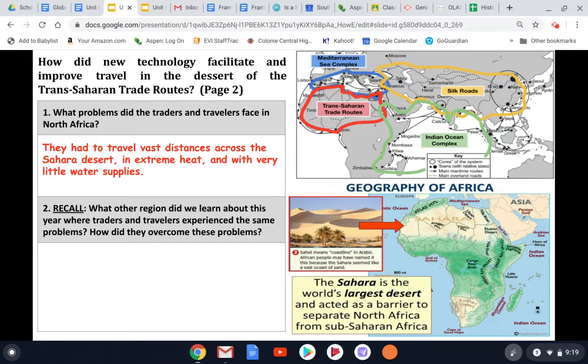Well, it's a desert and it's the largest one in the world. So our response should be something like, they would have to travel vast distances across the Sahara Desert, which we know gets really, really hot in the daytime, and actually at nighttime it can get pretty darn cold too. And they would have to go across these miles and miles of desert with very, very little water supplies. So again, not a new problem or issue that we've studied before, but we're going to find out and try to think about what kind of adaptations, what kinds of technology they use to overcome these problems on the next page.